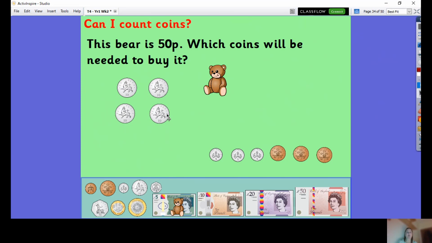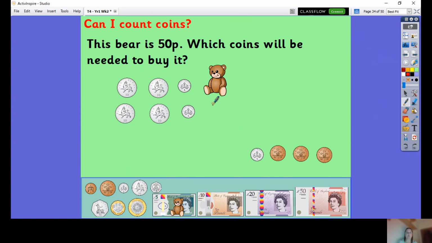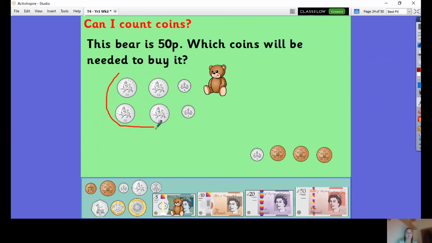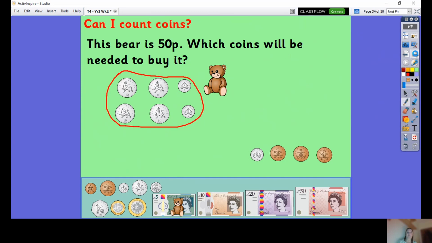So now I'm going to carry on and count in 5s. So I'm going to go 40, 45, 50. So these coins together, 10, 10, 10, 10, 5 and 5, make 50p. So if I wanted to buy that bear, those would be the coins that I would use.